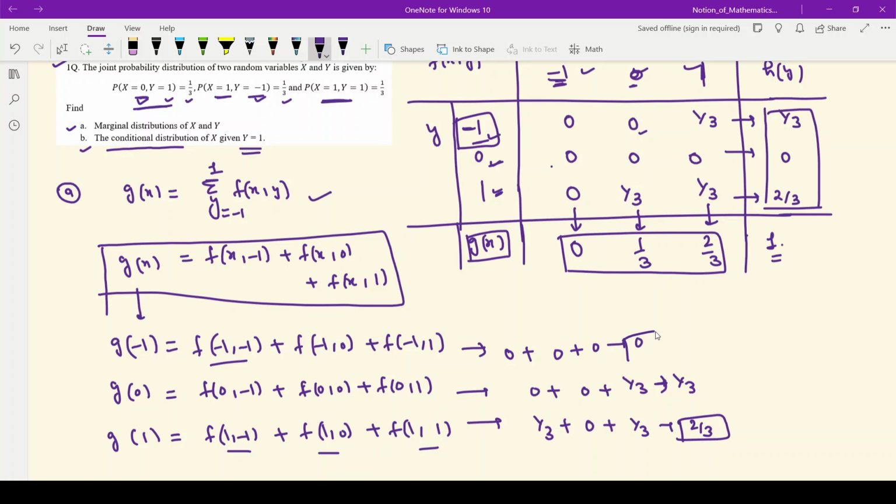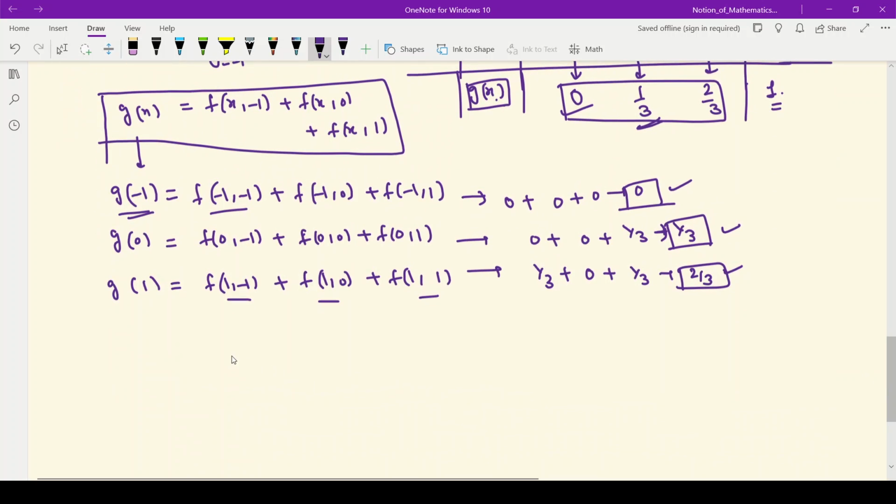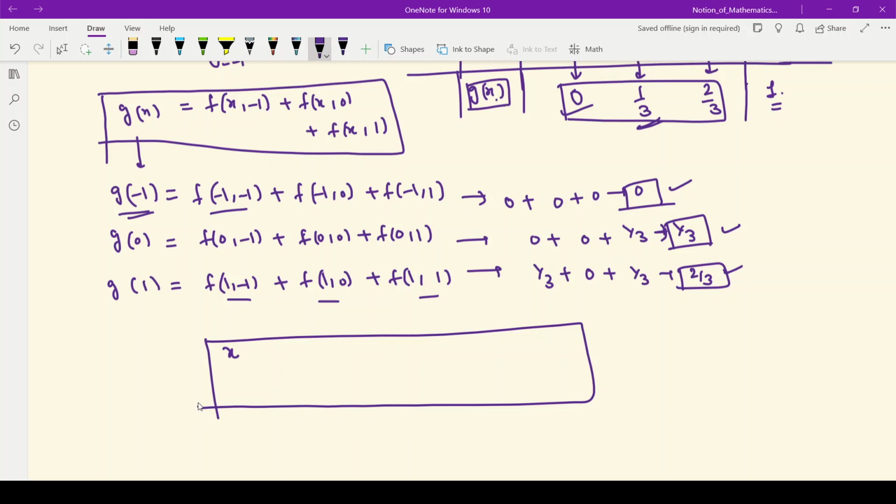So this is our verified result. As we can see here, g at minus 1 is 0. Yes, g at minus 1 is 0. G at x equal to 0 is 1 by 3. Yes, it is 1 by 3. And g at 1 is 2 by 3. Yes, it is 2 by 3. So what I want to say here is that whatever marginal distribution I have evaluated here is up to the mark. So how can I write the chart for the marginal distribution?